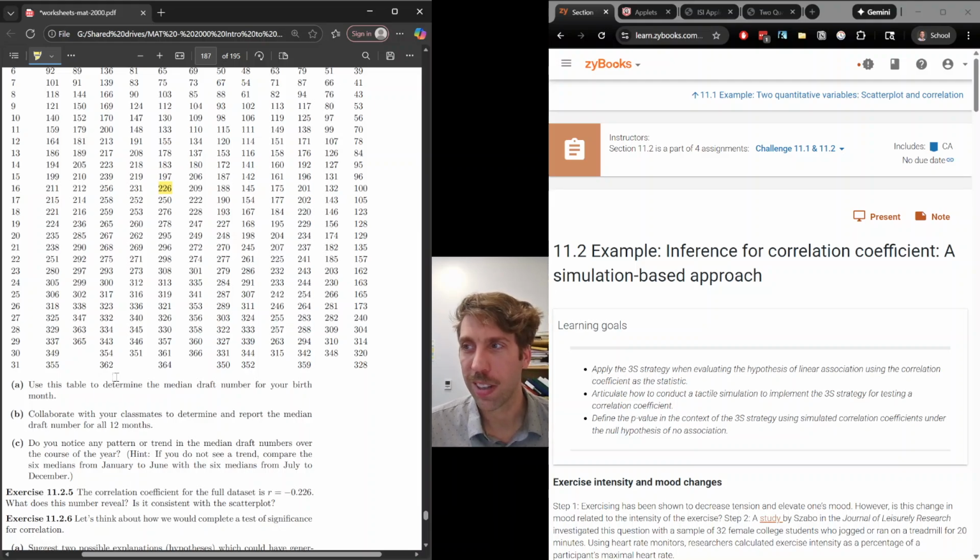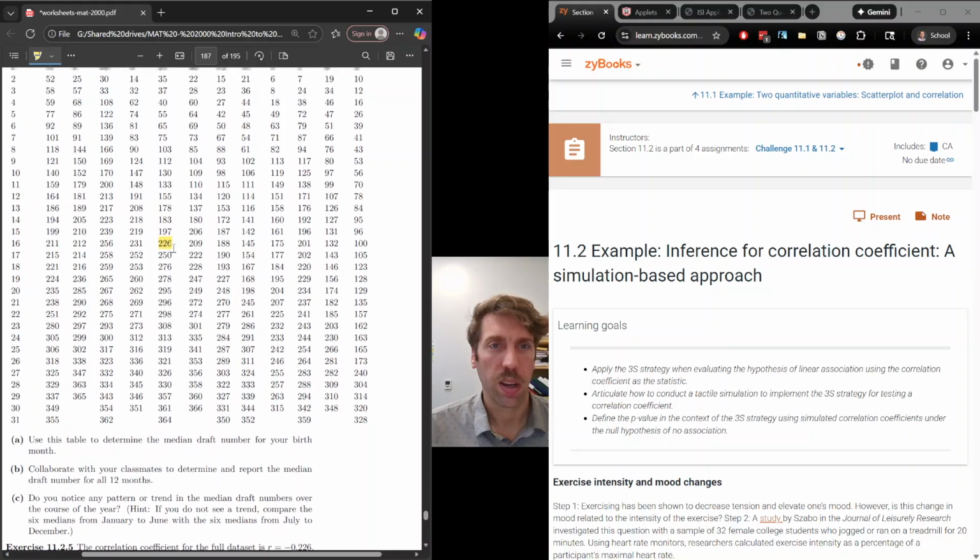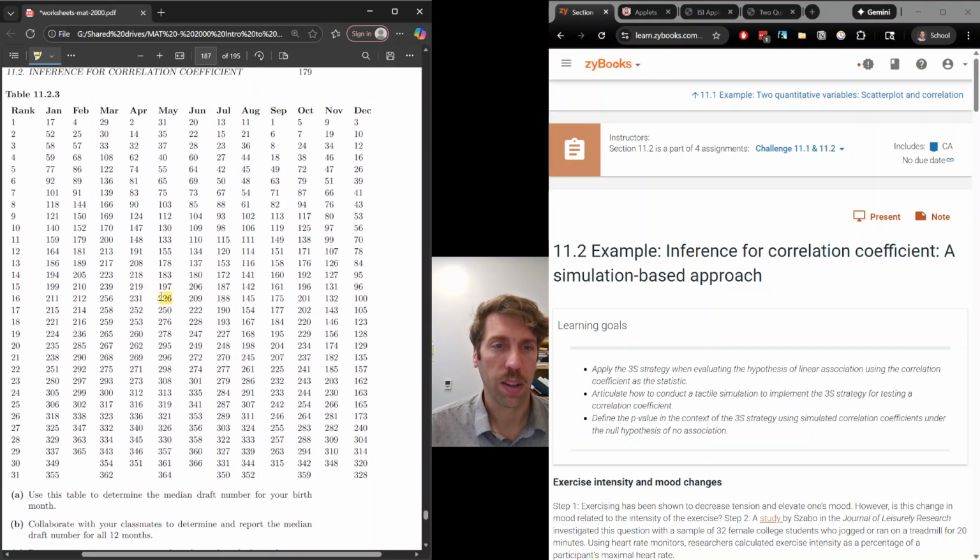If we were doing this in class, I would have you work together, but you're all going to have to do it separately, by yourself. Determine and report the median draft numbers of all 12 months. There's a knack to it: for the months that have 31 days, you just pick the middle one. February has an odd number as well, so it's going to be there. And the ones that have 30 days, you need to take the average of the two, and so on and so forth.